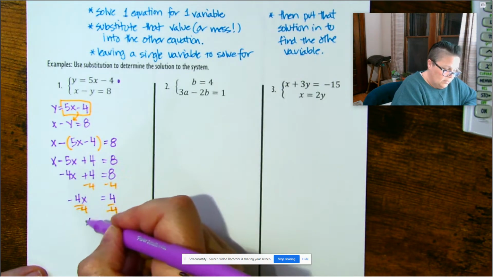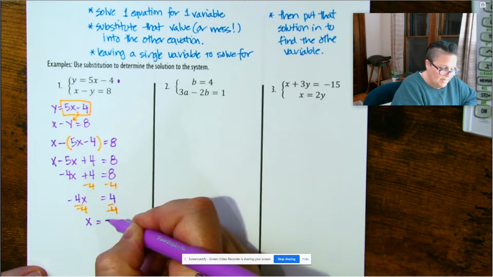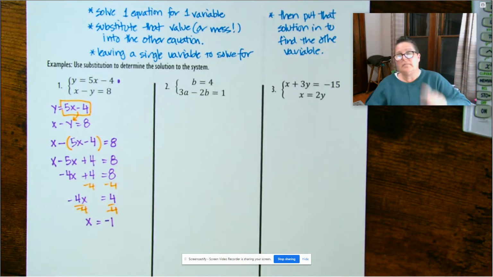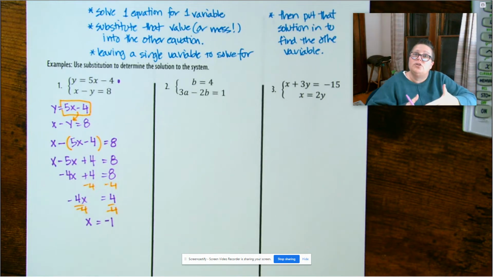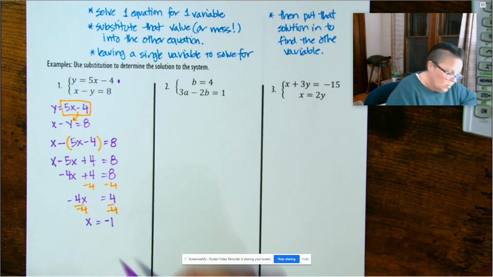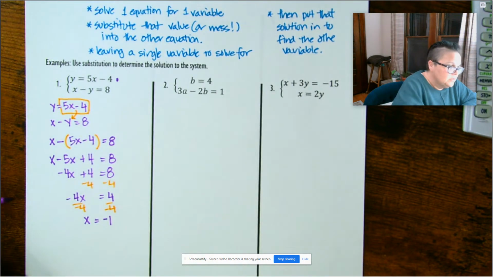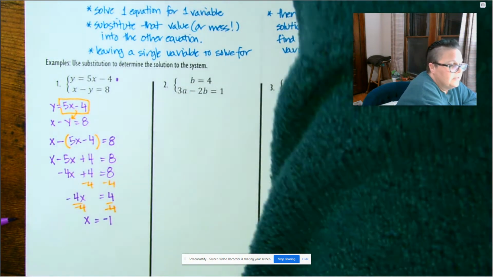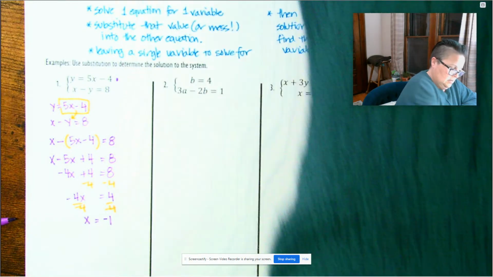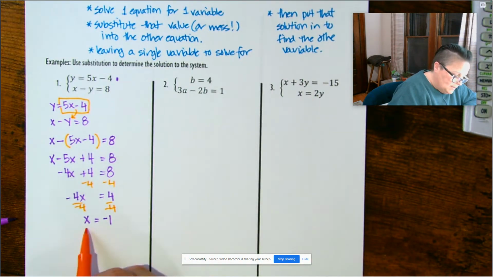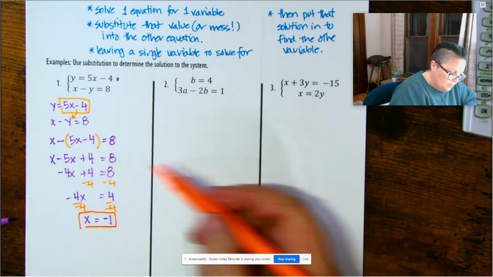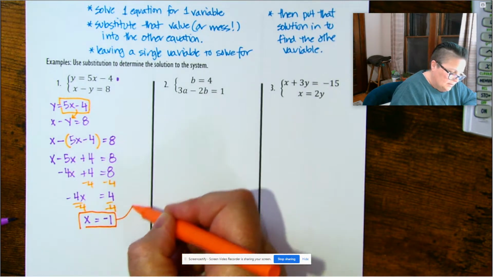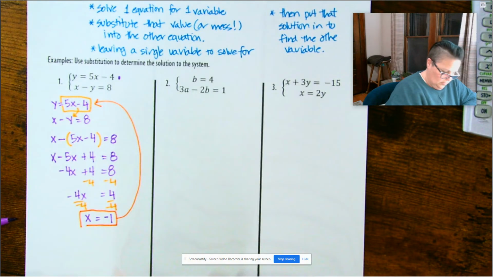I now know that x is equal to a negative 1. Now, I have found the first clue. My first clue is that x is equal to a negative 1. Once I know that x is equal to a negative 1, I still want another color. I'm going to take this bit and put it in for the x up here.